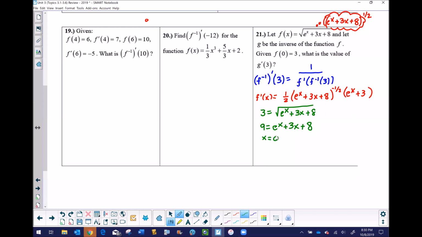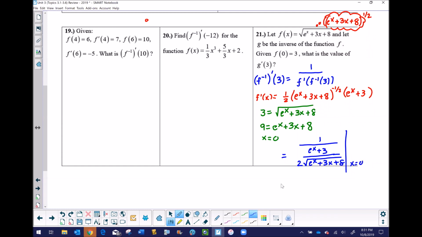Okay, so now getting back to this blue stuff, you're going to have 1 over, and then this is the part that's a little messy. All of this stuff is in this denominator. And the way that I'm going to present this is I'm going to write this where the e to the x plus 3 is in the numerator, the 2 is in the denominator, and then I'm going to put the square root back over this e to the x plus 3x plus 8. I'm going to do that. And then I'm going to evaluate this at that x that we found.